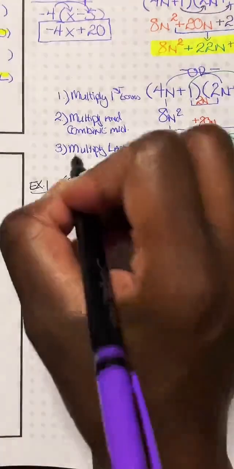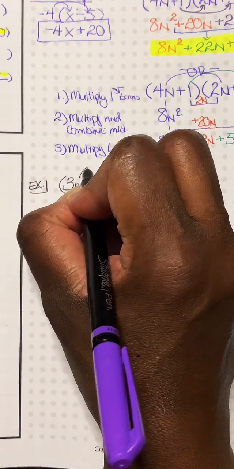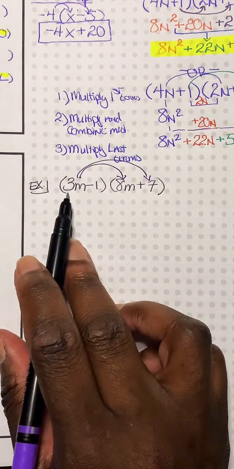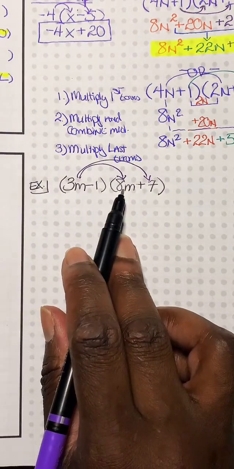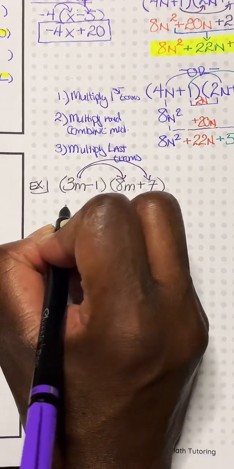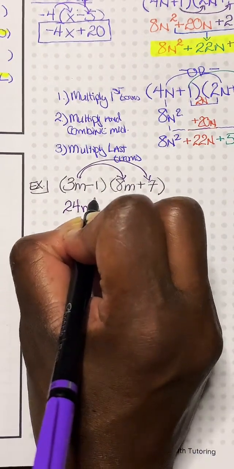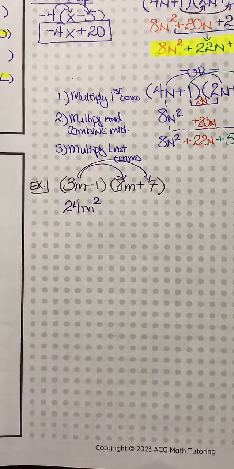So if we want to, you take your first term, your 3m, and you distribute to everything inside the parenthesis. So remember, 3m times 8m. 8 times 3 is 24. And m times m is m squared. Please do not forget that part, okay?